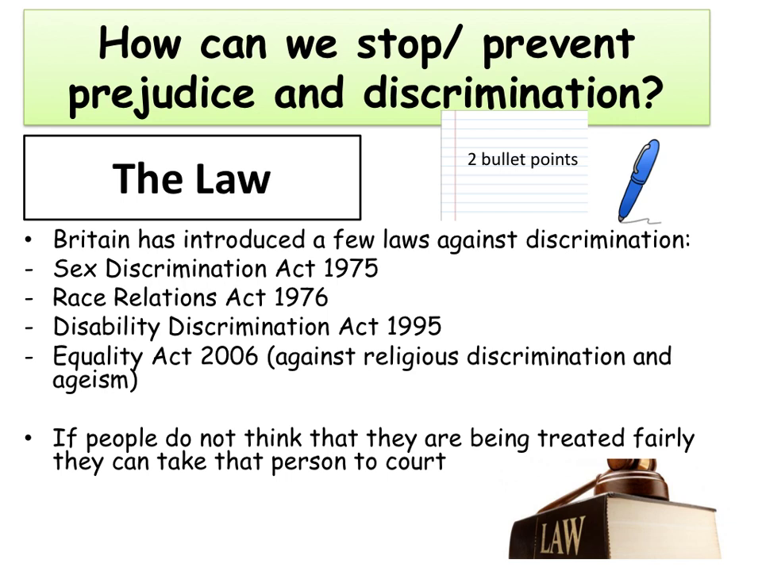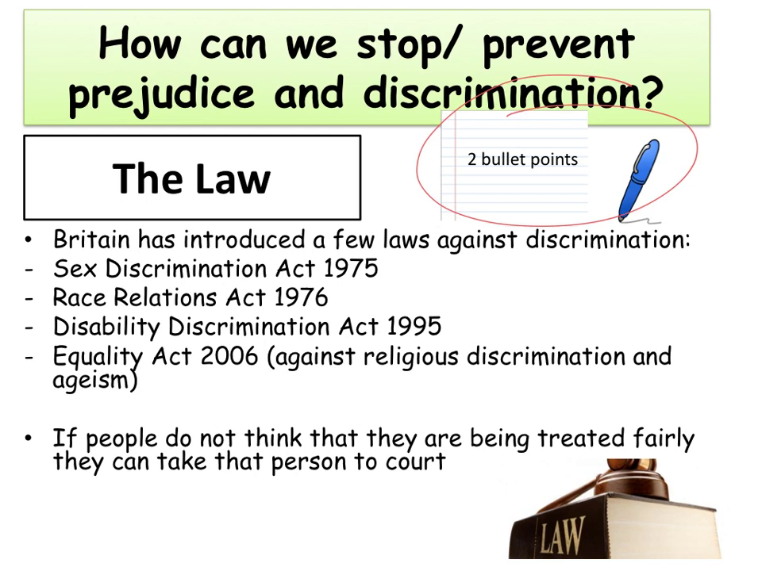Previously we tried to think of ways that we could stop prejudice and discrimination. We're going to go through a few of the ways that we try to stop prejudice and discrimination in society, and for each one of the ways I want you to make sure that you're writing down 2 bullet points to explain how it might stop prejudice and discrimination. The first one of these is a law.